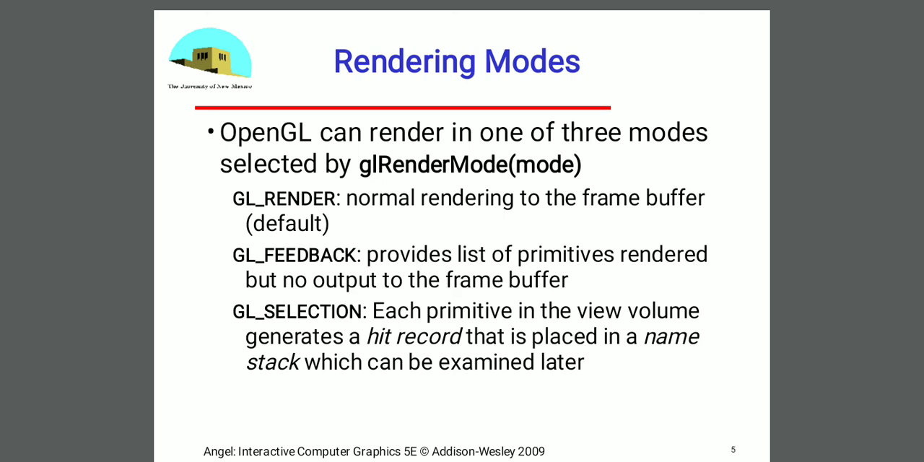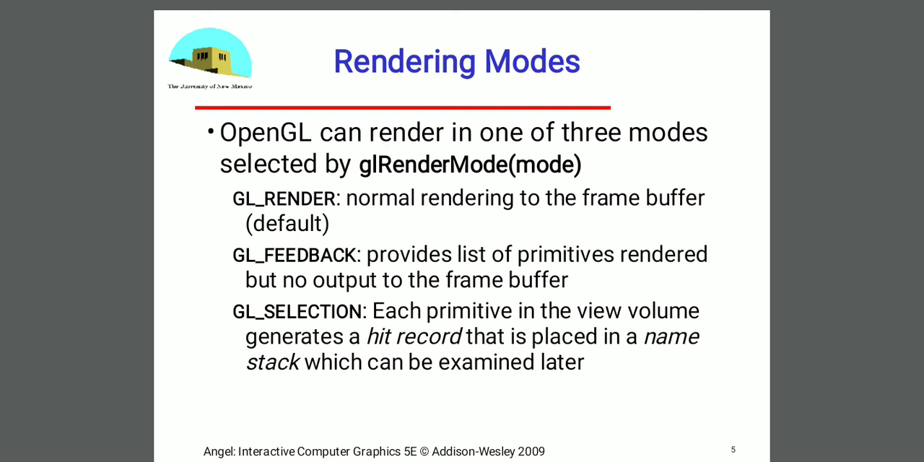Feedback mode. It provides a list of primitives rendered but no output to the frame buffer. You have many small objects and you are touching on that area. Inside that rectangle, how many objects are coming? All those parameters will be given to the frame buffer. That is feedback, GL feedback. It is not identifying that you are selecting a particular object. Out of many objects, depending on the buffer assumption, front or back, we can go to the result.